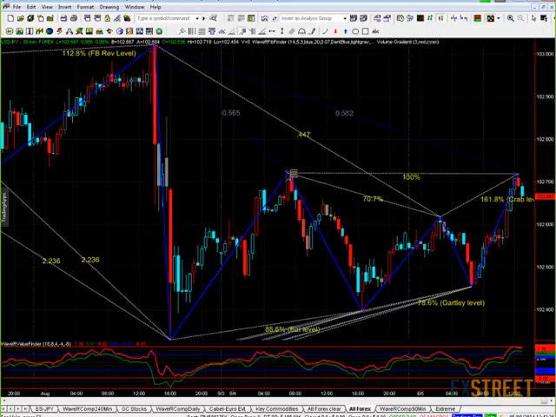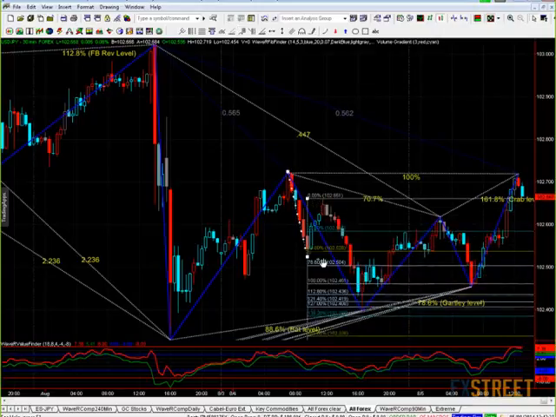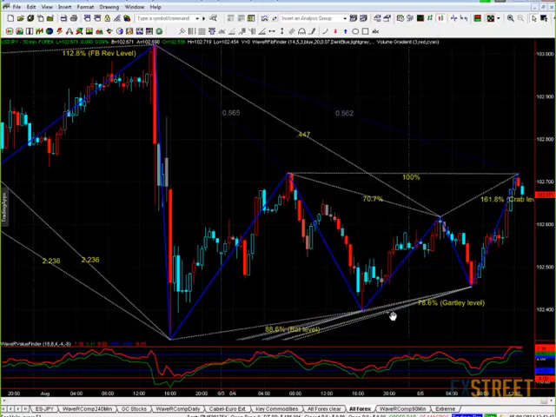We can look at this little move. An A move, a B move, and a C move. And look at that, not quite to the 138.2% in the region of the previous low. Oh, and by the way, it hit that all-important back level. So we get these time and time and time again.